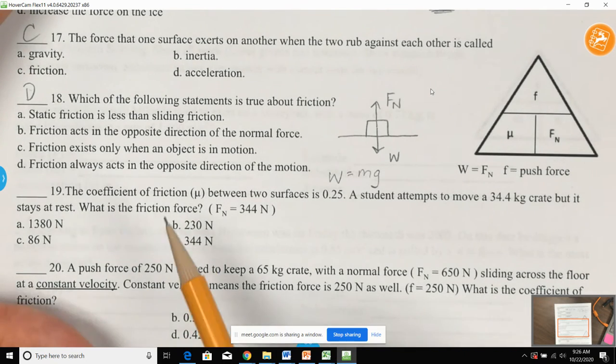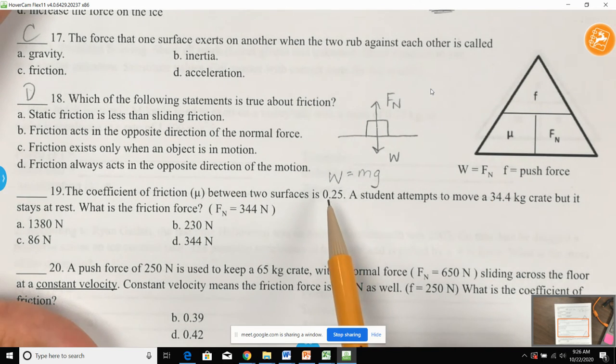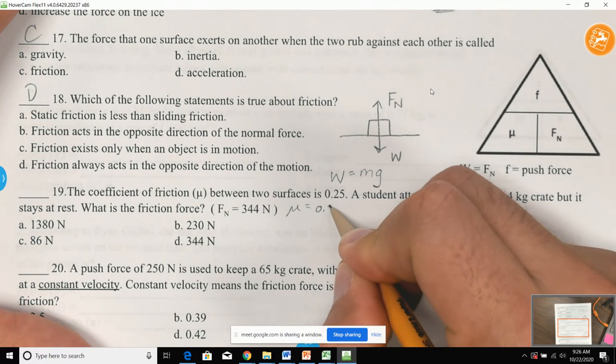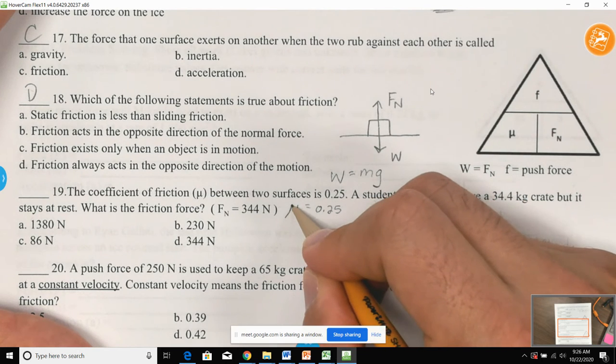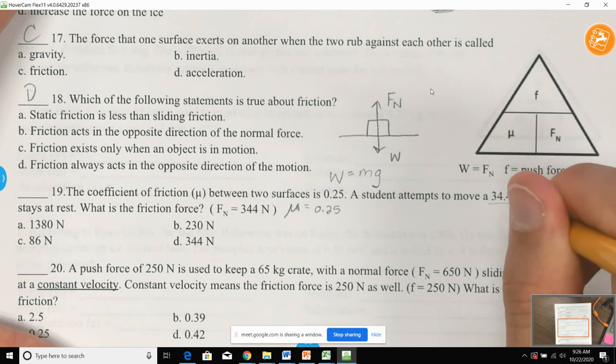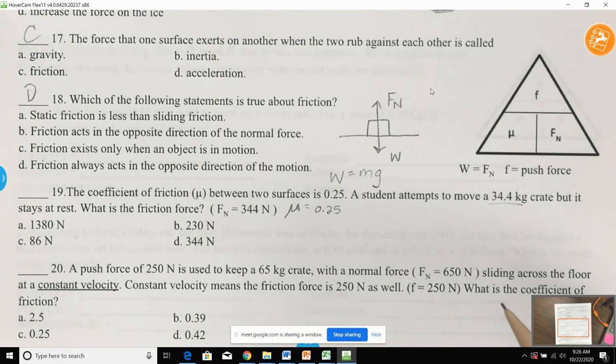So now, number 19 says the coefficient of friction, which is this little symbol here, mu, between two surfaces is 0.25. So mu equals 0.25. That doesn't have a unit. Now, a student attempts to move this mass of a crate, but it stays at rest. What is the friction force? Well, see how I put it right here? The friction force is going to equal the push force.